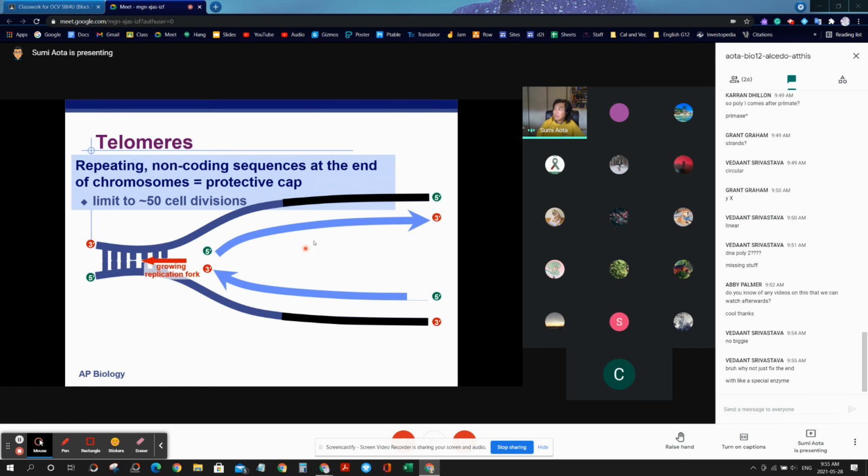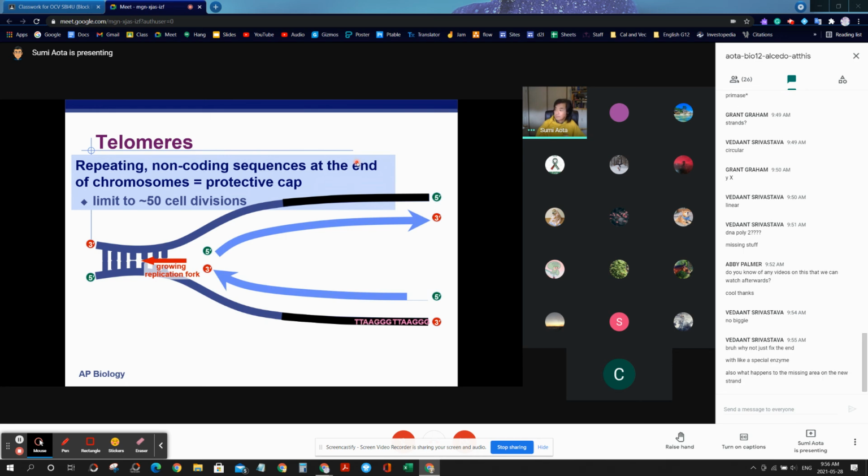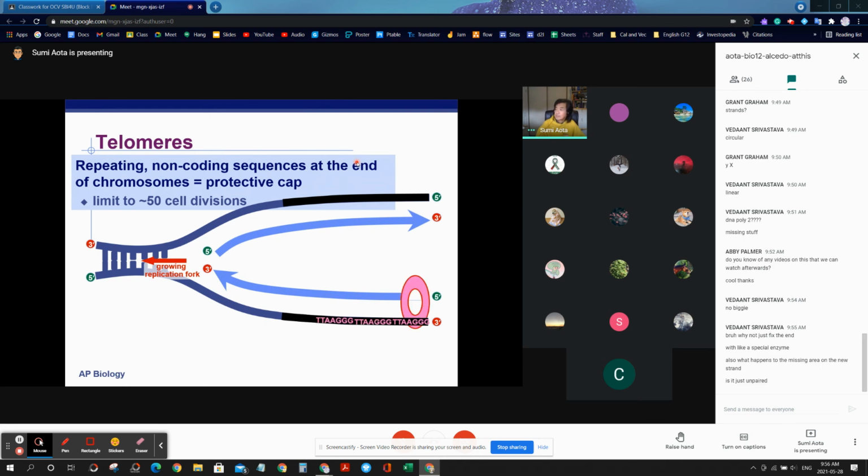Okay, so this is the protection. This is how they fixed the end. We were using a special enzyme. I'll get to the enzyme in a minute. Okay, the enzyme that, yeah, basically, every round it'll be a little bit more unpaired.